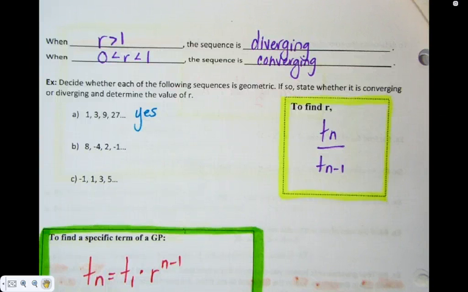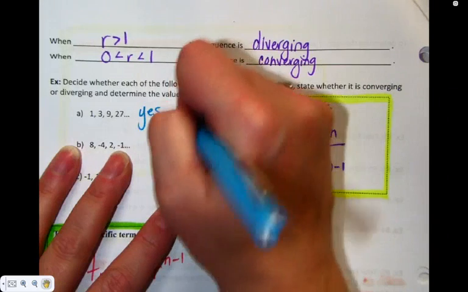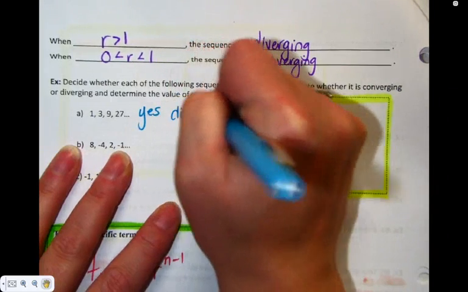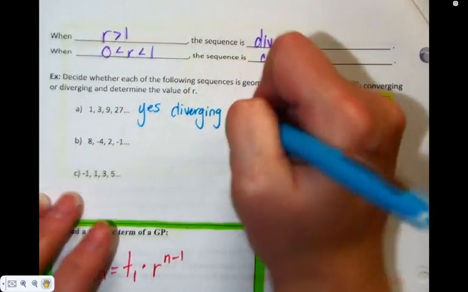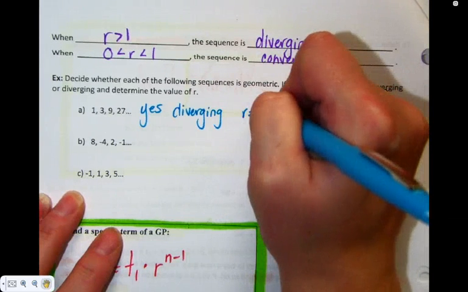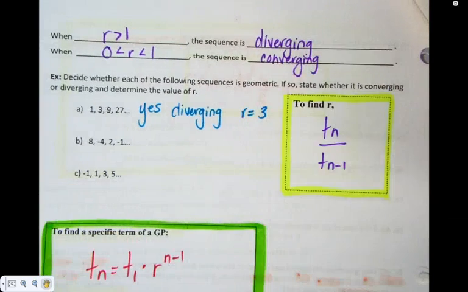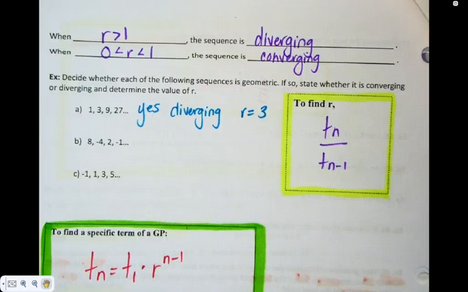Converging or diverging: are the numbers going away from 0 or are they coming down towards 0? It is diverging because the numbers are going away from 0. And r has to equal 3. That comes from 27 divided by 9, or 9 divided by 3, or 3 divided by 1. Turn and talk, do B and C.